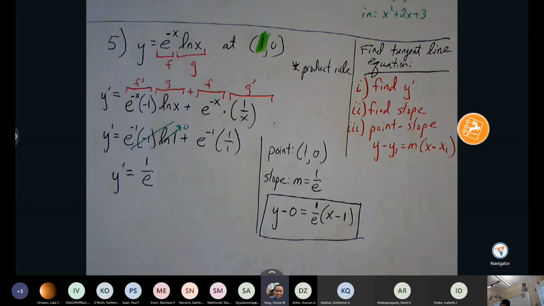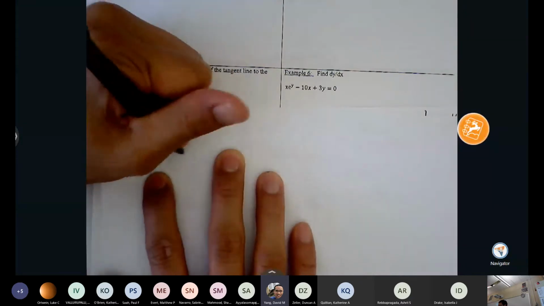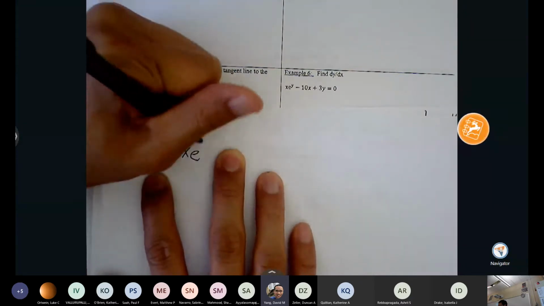All right, does anybody still need to look at number 5? No. All right, let's look at number 6. We're back to finding a derivative.